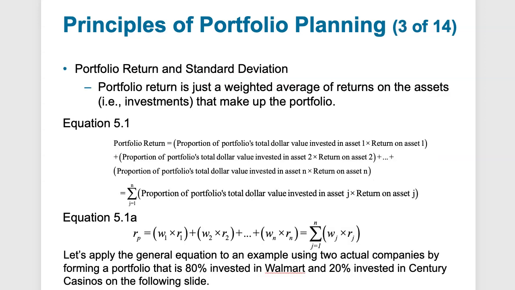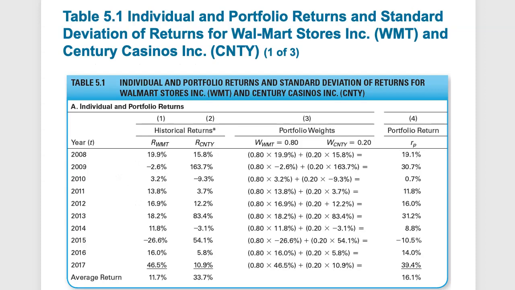Now, when you have a portfolio, it's important to calculate the return of that portfolio. And we could use the weighted average formula shown down here to calculate the return of the portfolio by weighted averaging each of the assets in the portfolio and their returns. We can look at the formula here. We have historical returns for stock 1 and stock 2, right? So these will be our two stocks. In this example, we represent Walmart and Century Casinos.